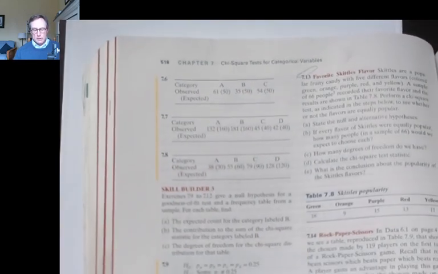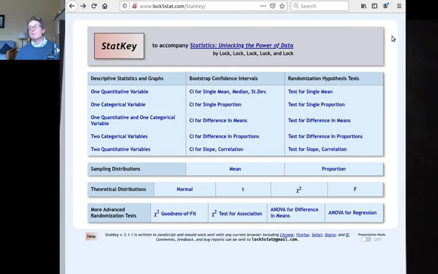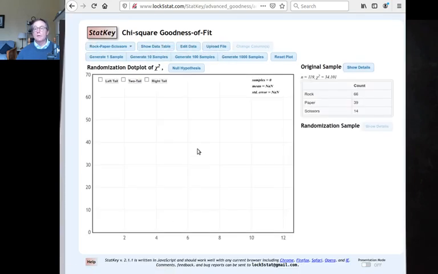Okay, good. So I'm going to pop up StatKey, and we're going to calculate the chi-squared value, and then we'll use that to look it up on the chi-squared table. So here I am in chi-squared goodness of fit, and that's how I'm going to calculate the chi-squared value. I'm going to enter the data into StatKey if I don't flub it up. It comes up with rock, paper, scissors, but it doesn't matter because I'm going to edit the data.